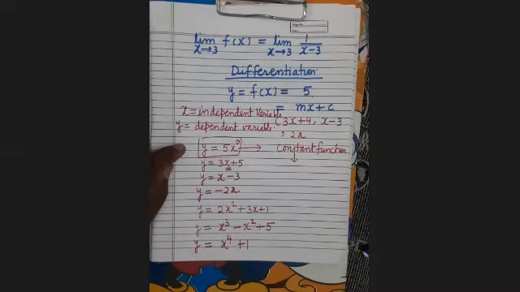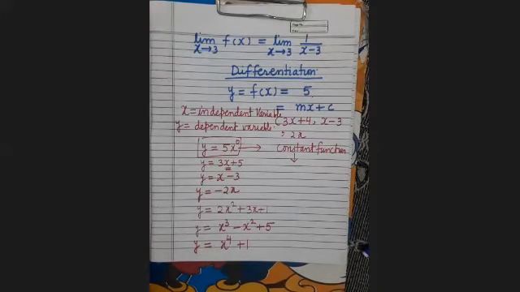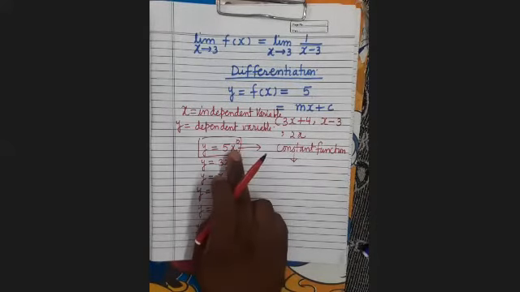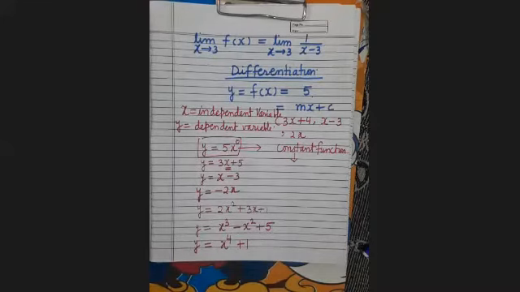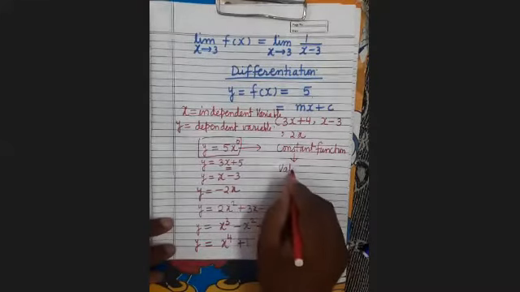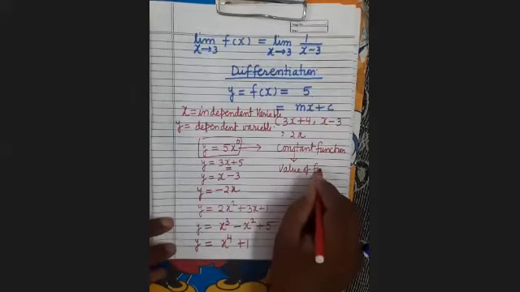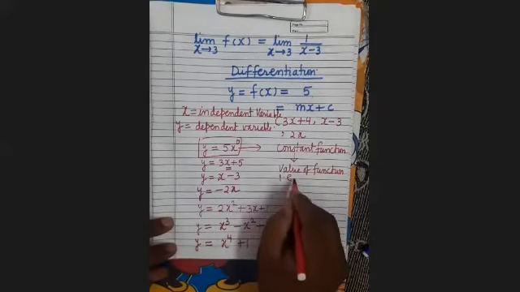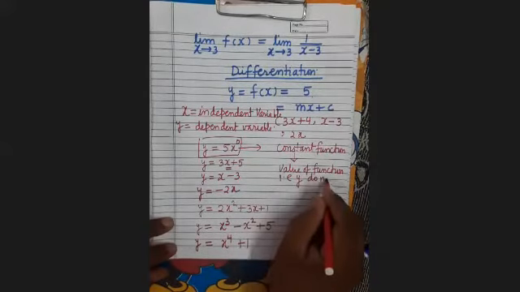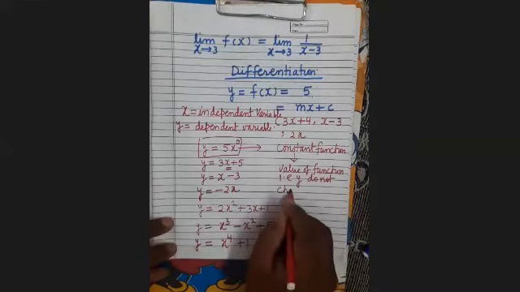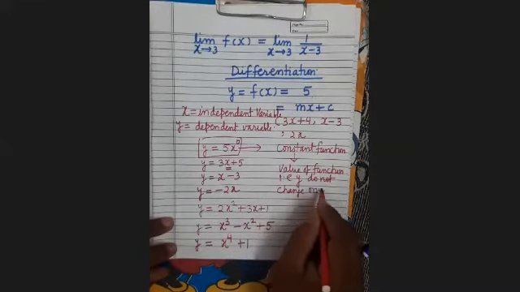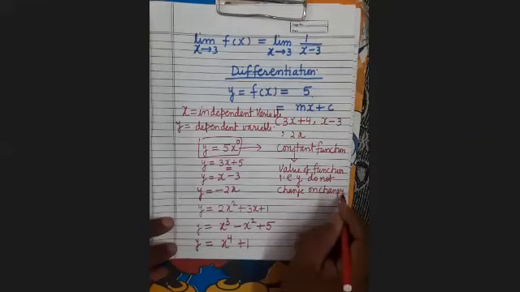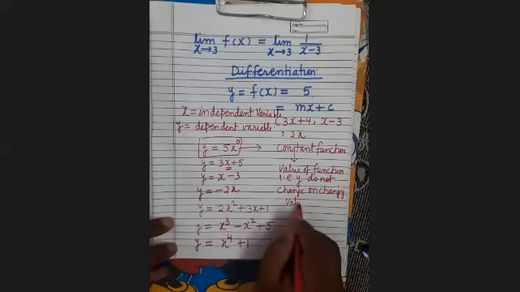Because the value of y does not change on changing the value of x. Whether you take x equals 1, x equals 2, or x equals 3, y is always 5. It's clear? The value of the function, and here the function is denoted by y, does not change on changing the value of x.